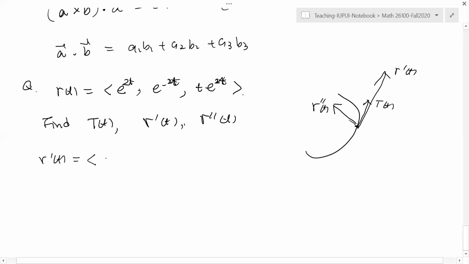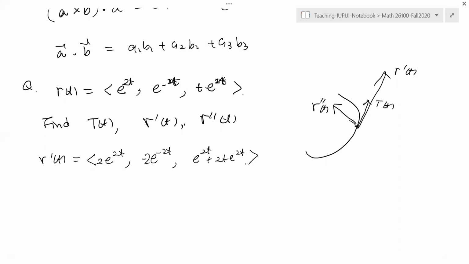So we differentiate each term: 2e to the 2t, negative 2e to the negative 2t. And then here it's a bit complicated, the product rule: first e to the 2t plus 2t e to the 2t. So that's what you get. Now, to find the unit tangent, this is already a tangent vector when you differentiate; for the unit tangent vector, you have to find the length.